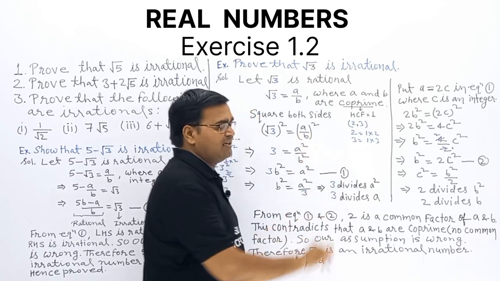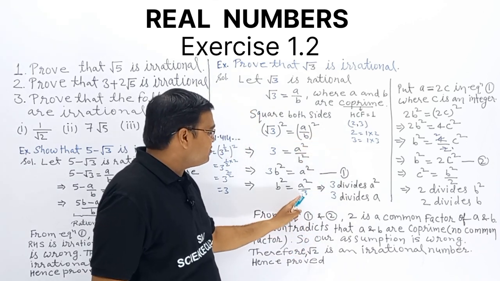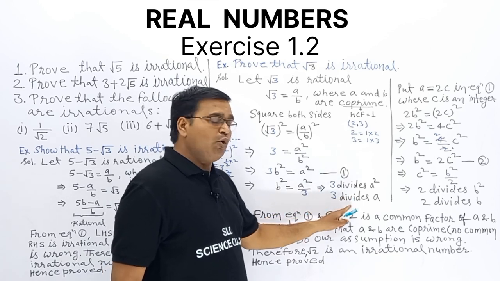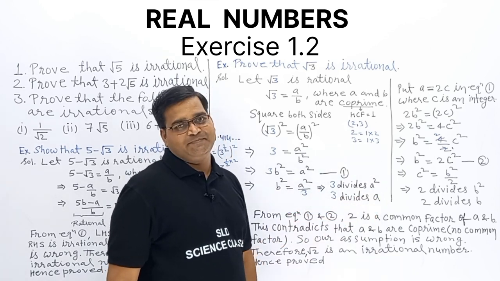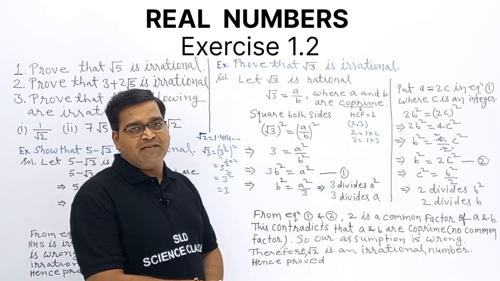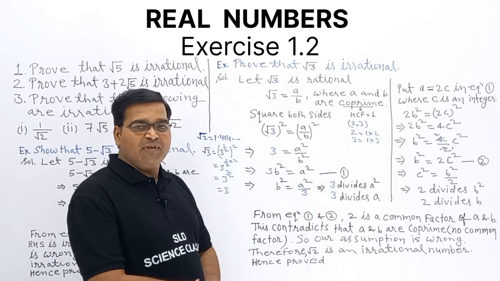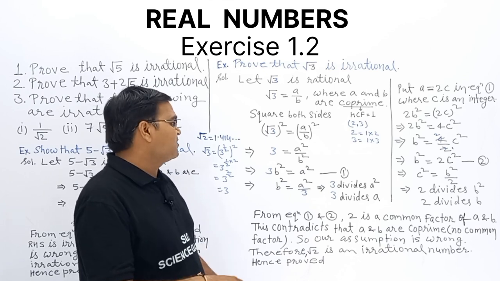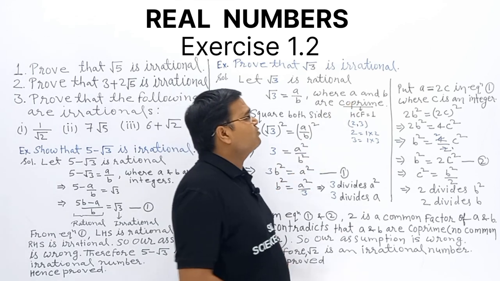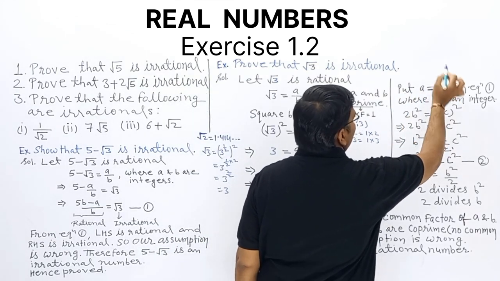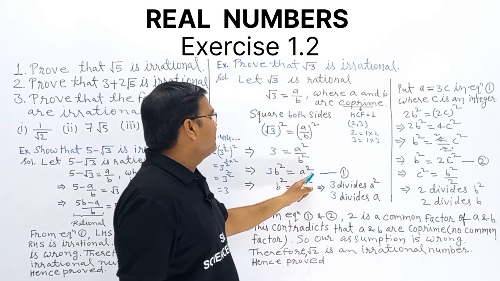From the theorem we are saying 3 divides this number, which is dividing a square, so 3 will also divide a. Yes or no? It means there is also a common factor. A has one more factor. It is not co-prime. But we want to prove it for b also, so put a equal to 3c, not 2c, 3c, in equation number 1.